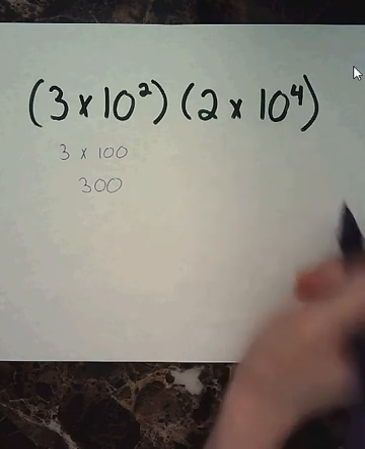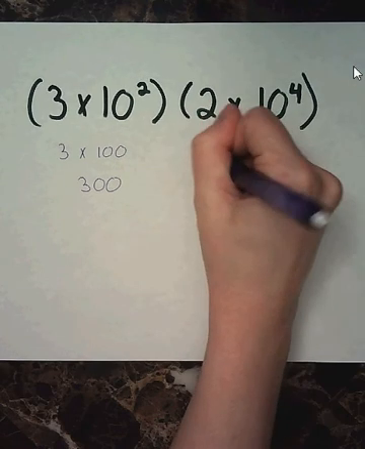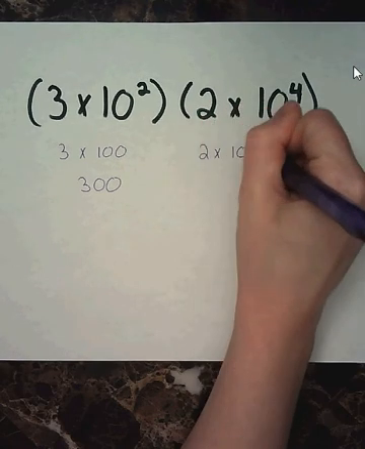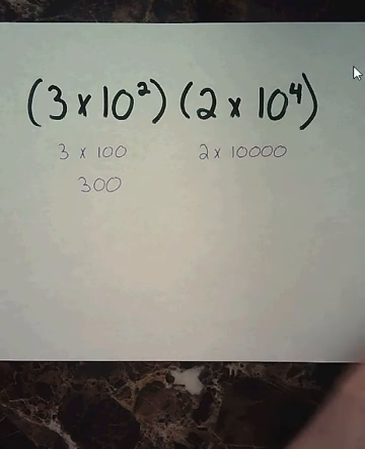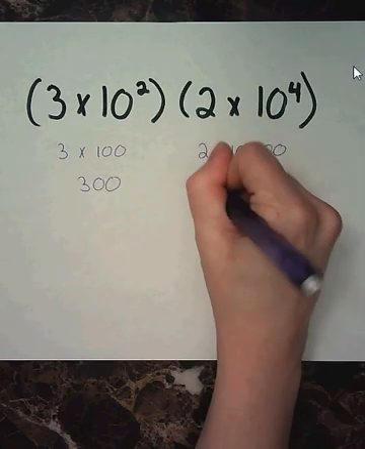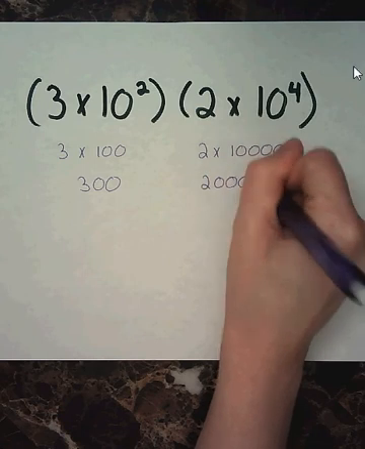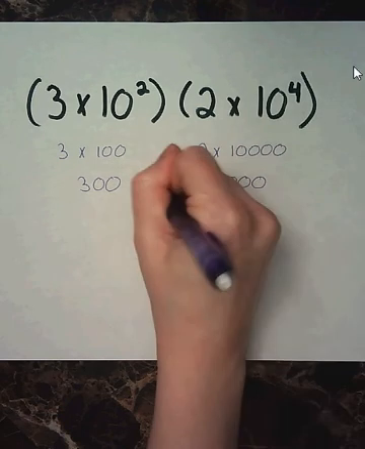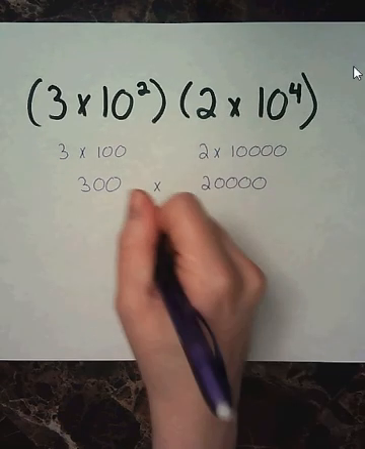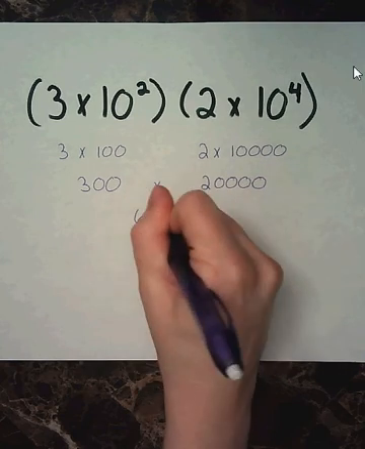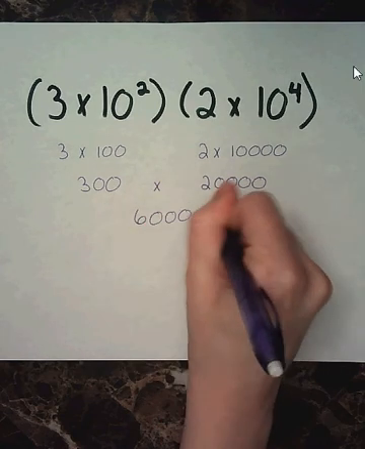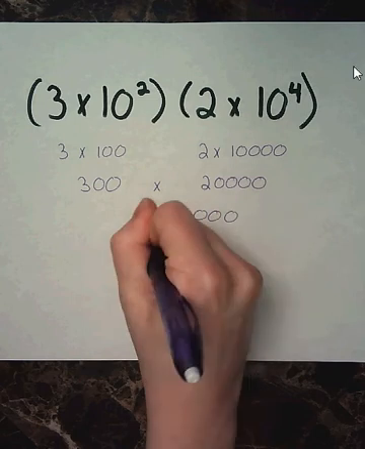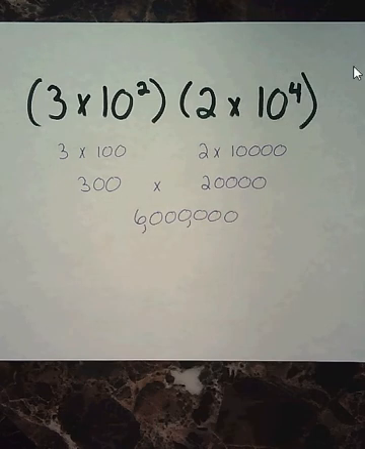And 2 times 10 to the fourth would be 2 times 10,000, which would be 20,000. And we can multiply them and we would get 6, and we have 1, 2, 3, 4, 5, 6 zeros, and we would get 6 million. So we could do it that way, or we could actually use scientific notation.